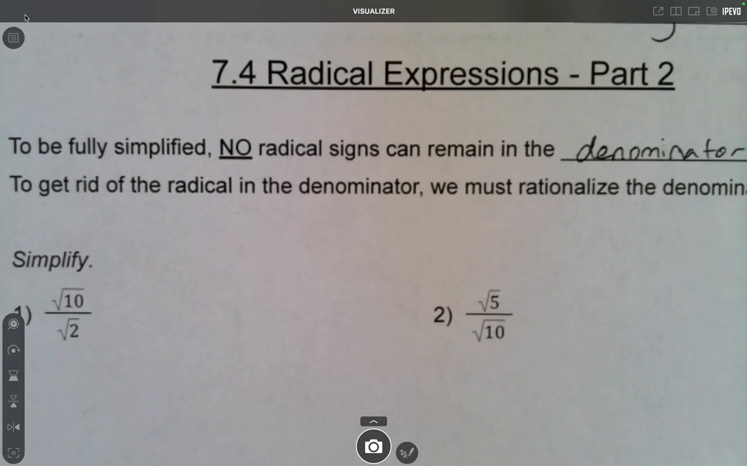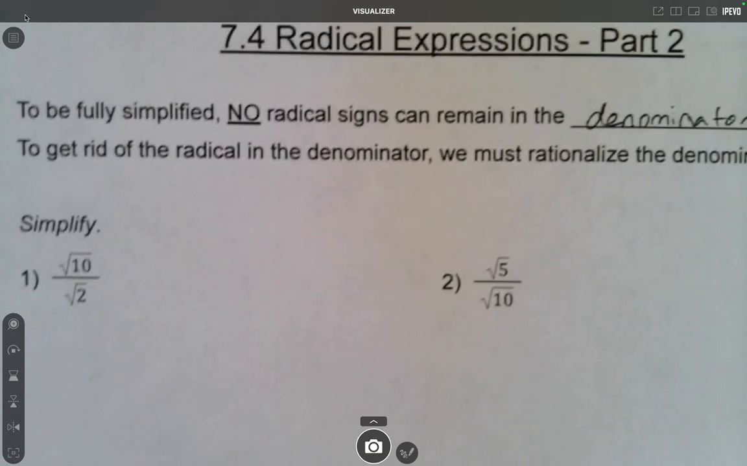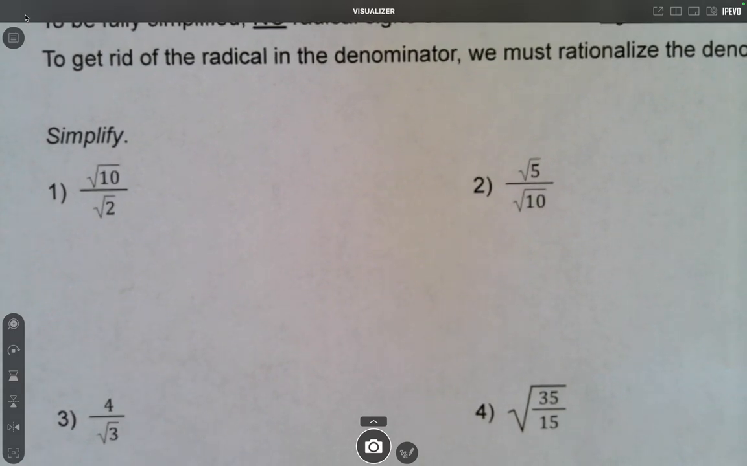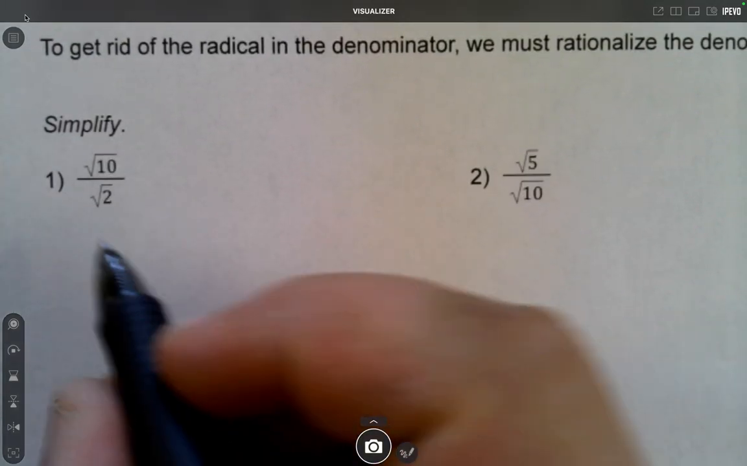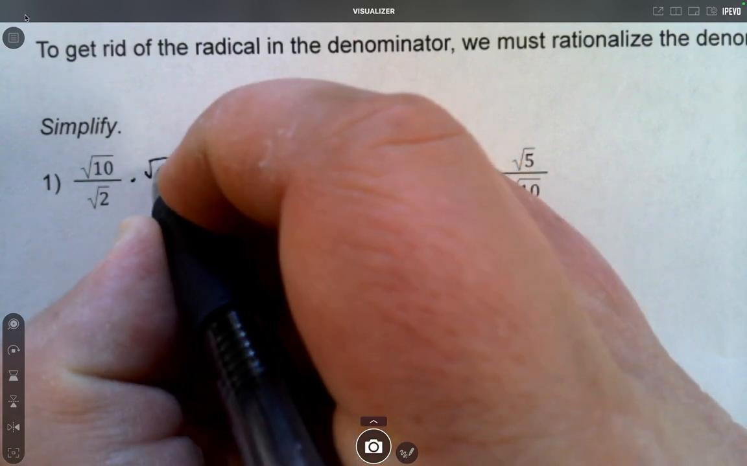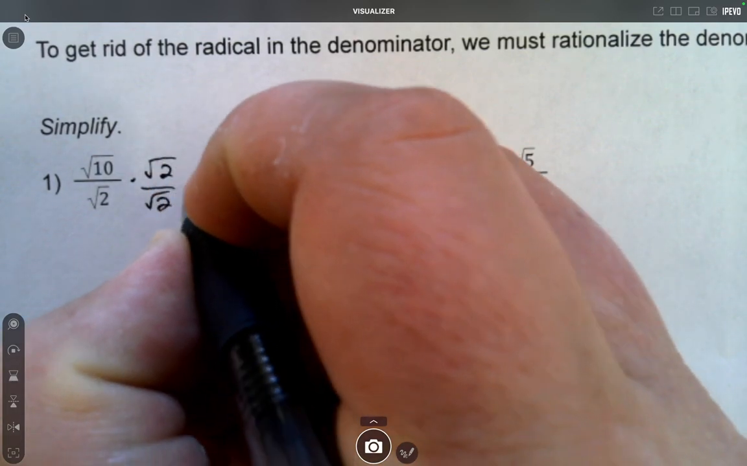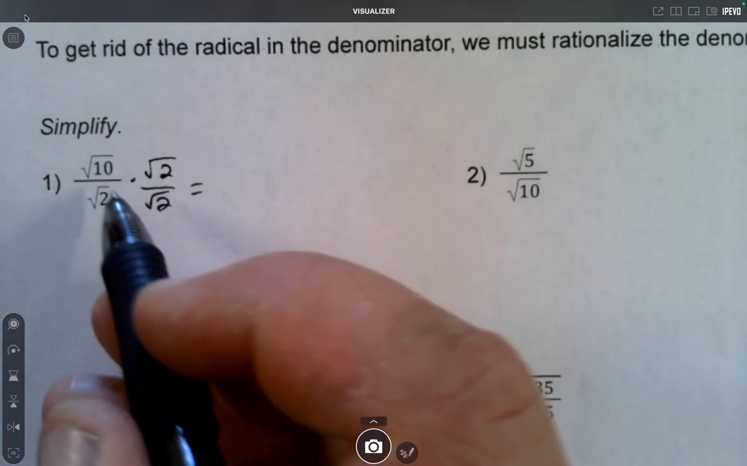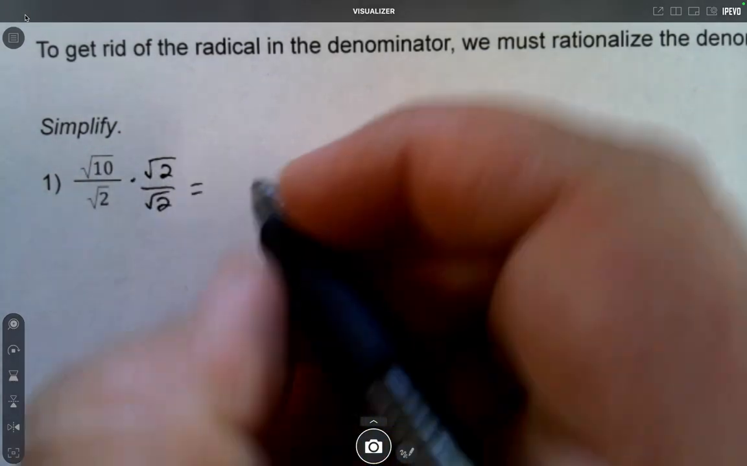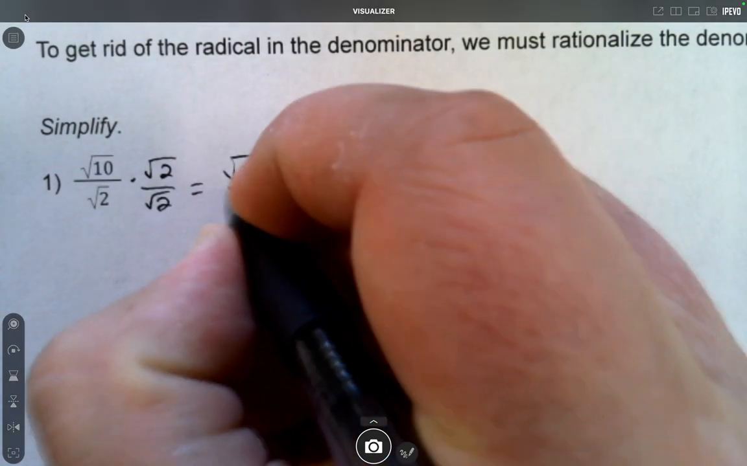To get rid of the radical in the denominator, we must rationalize the denominator. On number 1, for example, you see we have the square root of 10 over the square root of 2. The way we can get rid of the square root in the denominator is by multiplying the top and bottom by the square root of 2, because when we multiply, we can combine things that are both inside the square root. So 10 times 2 is 20, so we have the square root of 20.